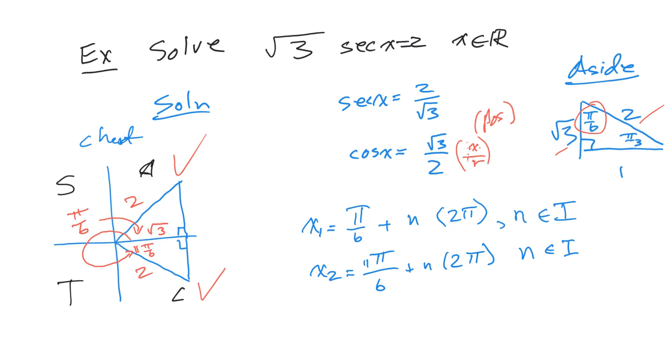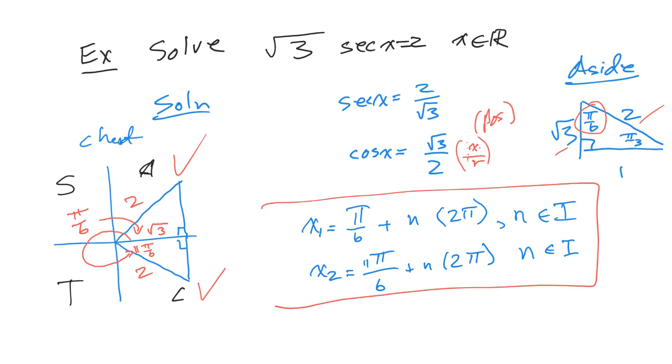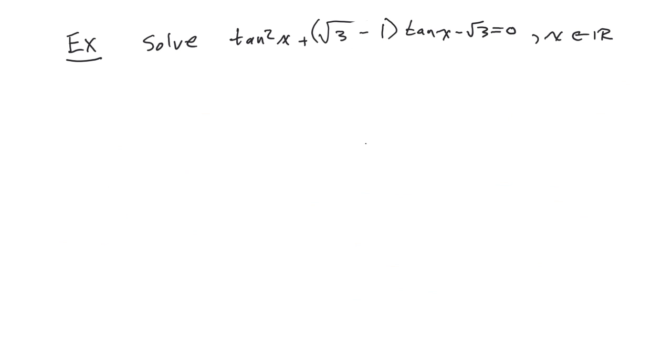Please try to remember that n belongs to integers. If you miss that a couple of times on your test, I'm not going to penalize you. Just try to do it more often than not, to tell me that these solutions have integer values for all of the n values. So for this next problem, we're going to be solving our equation for tangent.